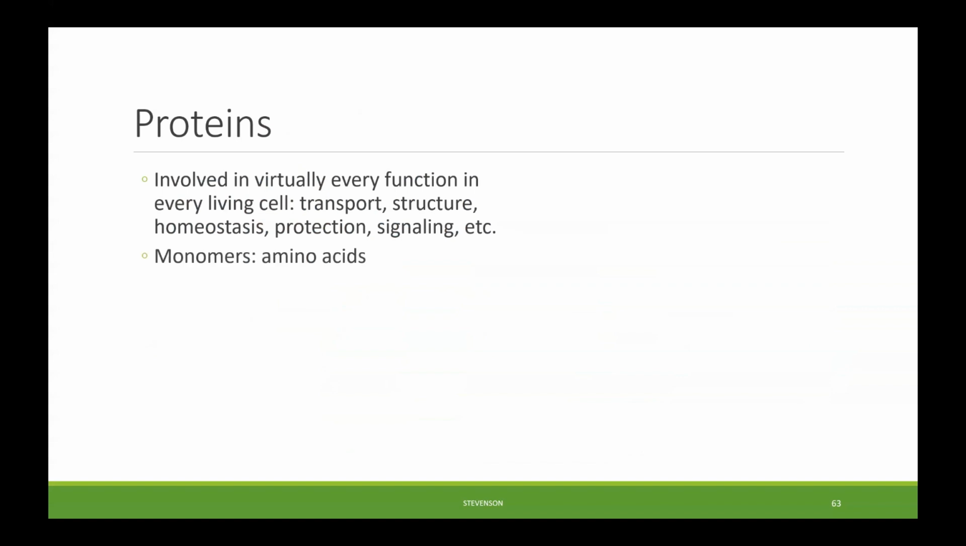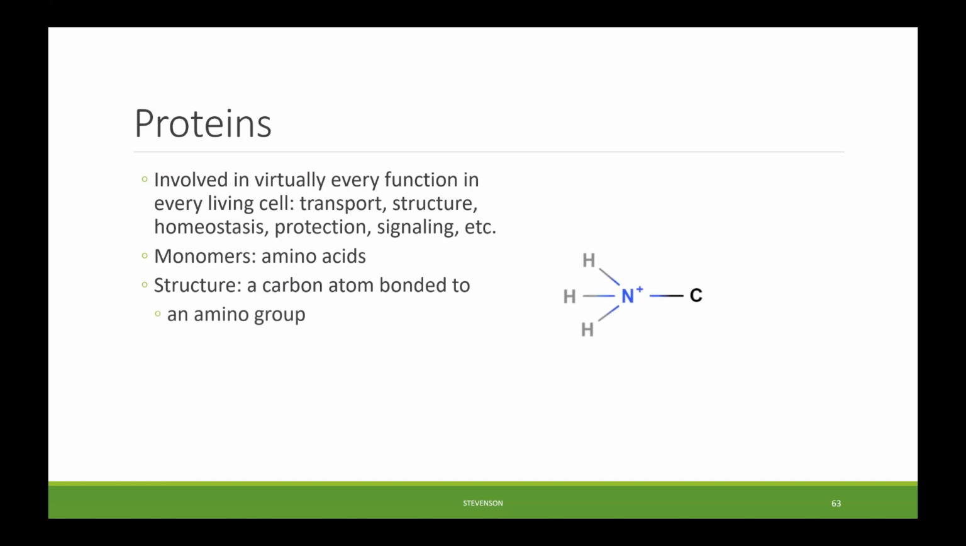The building blocks that proteins are made of are called amino acids. And amino acids have a chemical structure that starts with a central carbon atom that is attached to 4 separate things. The first is an amino group. That's what we call this collection of a nitrogen atom attached to 3 hydrogen atoms on the left. The second thing is a carboxylic acid group, which we saw before when we looked at lipids. This is the same thing.